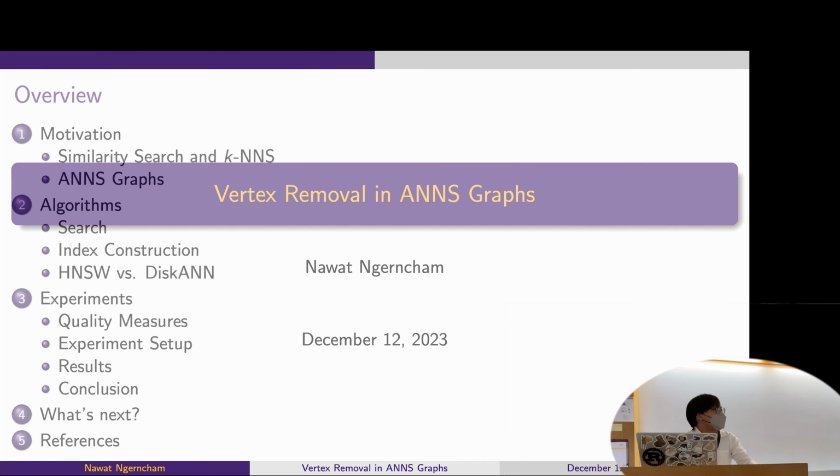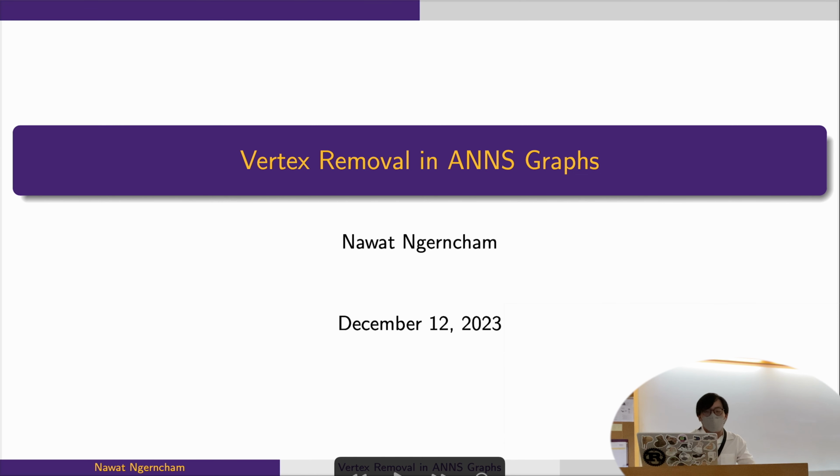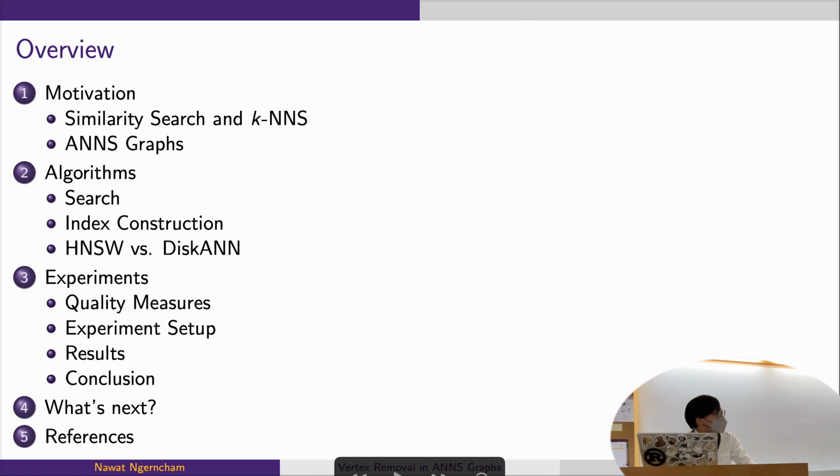Anyways, so today I'd like to talk about vertex removal in approximate nearest neighbor search graphs, or ANNS graphs. Here is the overview of the presentation. First I'll explain the motivation behind this entire project, and then I'll go through a few algorithms that already exist. Then I'll show a few results from my experiments. And finally, I'll briefly mention what I plan to do next term.